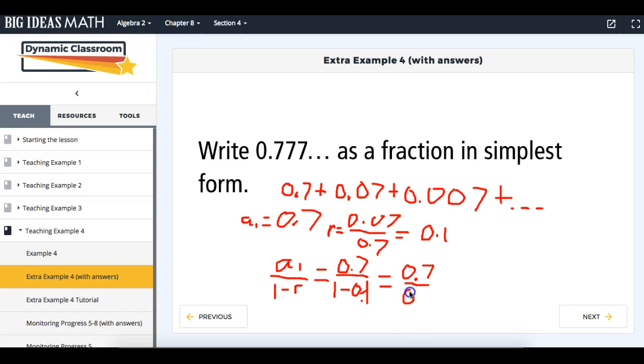Now this is really simple. To simplify this, we just need to move our decimal point over 1 unit, so we'll get 7 over 9. Remember, that's what we always want to have. We always want to have our fraction in integer form. So however many spots you need to move your decimal over, that's what you need to do to get your answer.